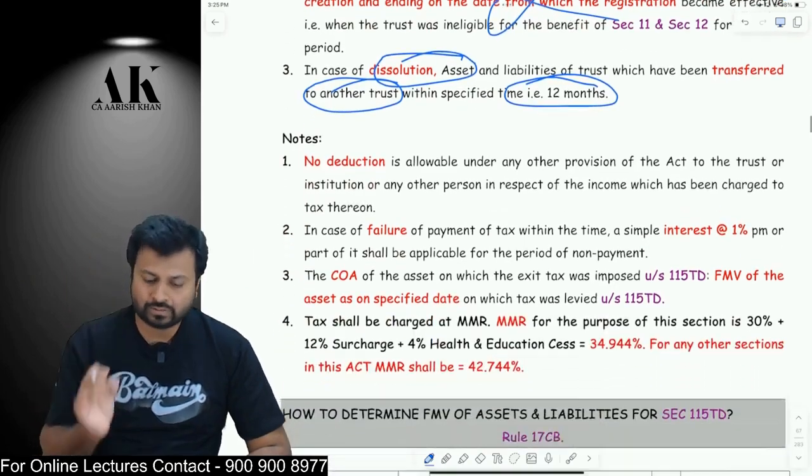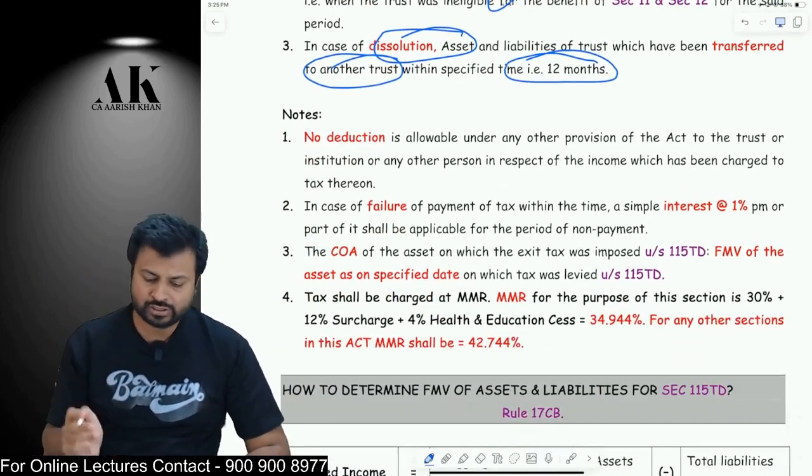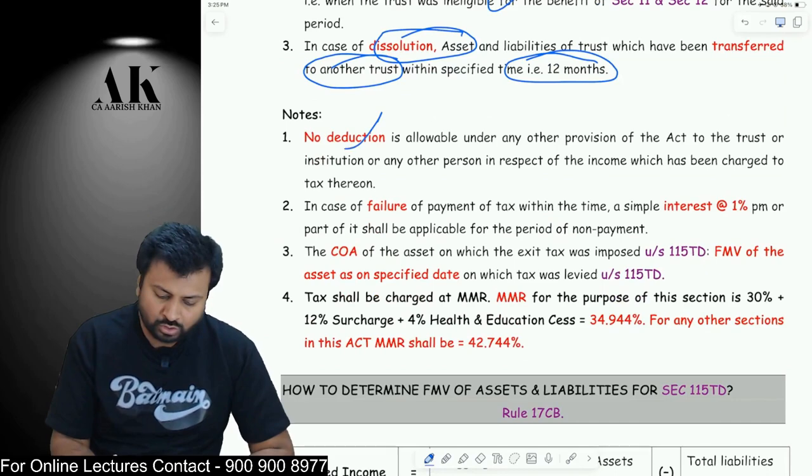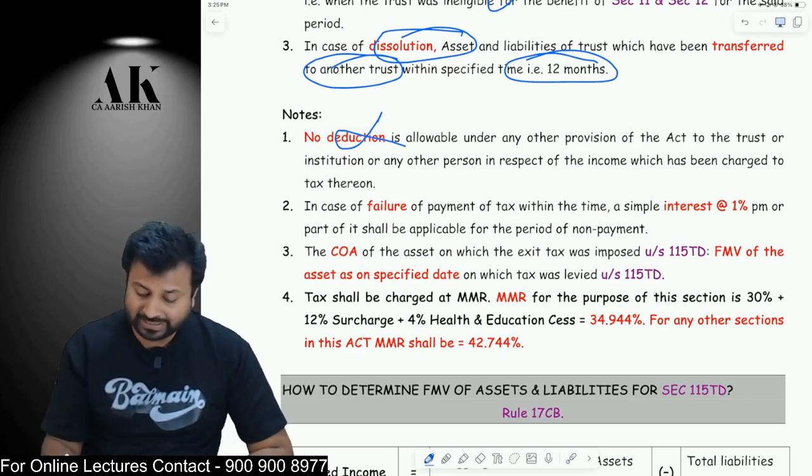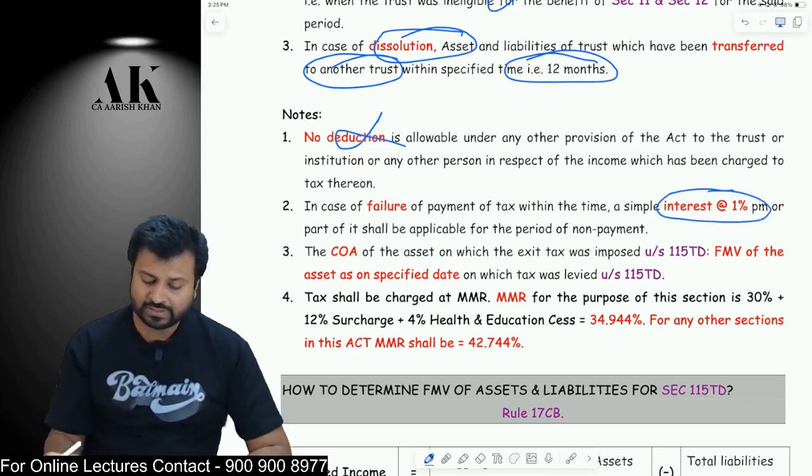Okay. Now, while calculating the accredited income, these 3 relaxations are there. No other relaxation is there. No deduction of any expense or any allowance will be there. After that, you have to pay the tax within 14 days. If you don't pay the tax within 14 days, you'll be liable for interest at the rate of 1%, etc.